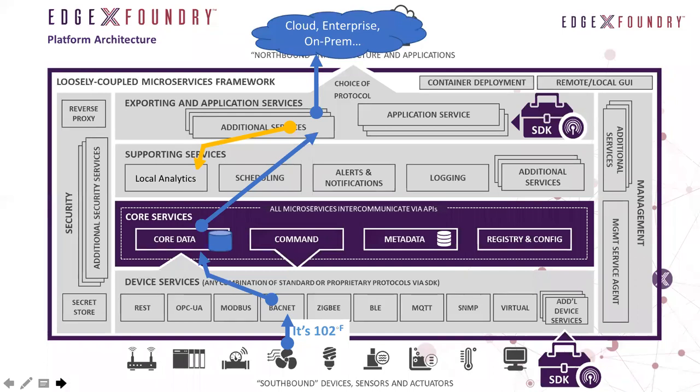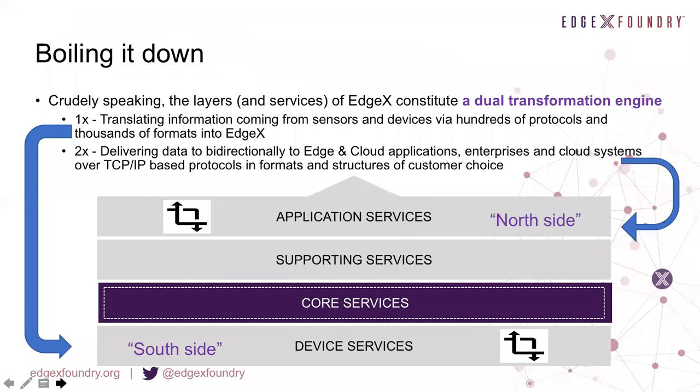If we go ahead and click through then, May, down to the next slide. And again, this is the yellow arrows representing kind of the actuation back down to devices and sensors. So boiling it down to kind of the crude essence of what EdgeX is all about, I tell people that really, if you want to think about EdgeX in the simplest of terms, it's a middleware edge application, and it's one that's set up to do dual transformation. It's a dual transformation engine.